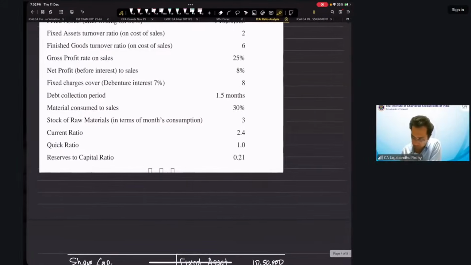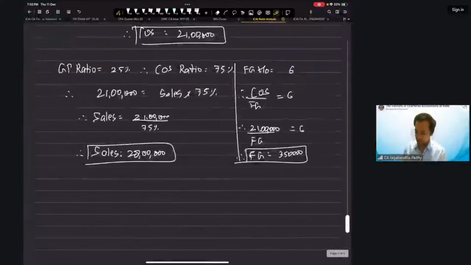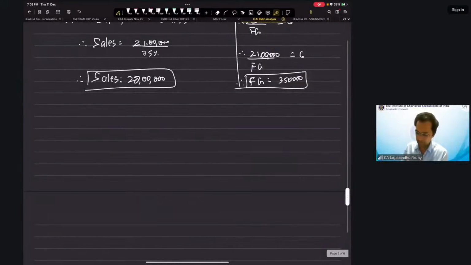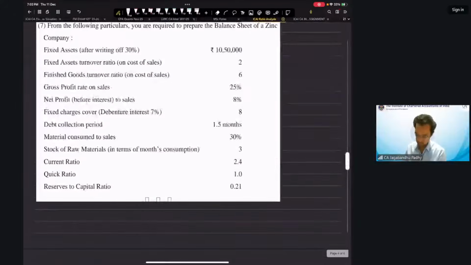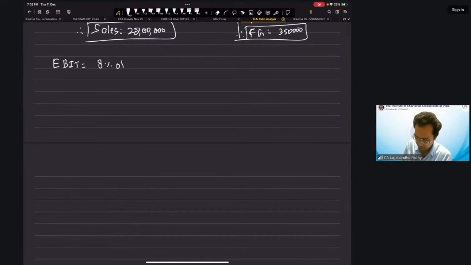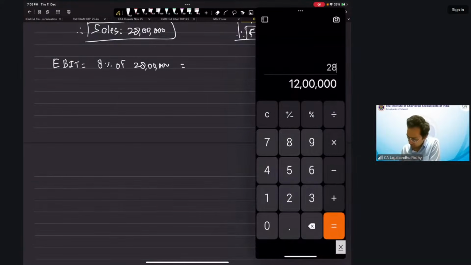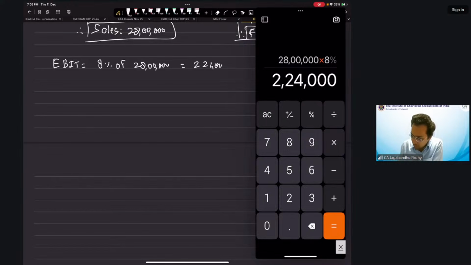Then net profit before interest to sales is 8%. And then we have fixed charges cover ratio. So we'll have to first get net profit before interest or EBIT as a percentage of sales. So EBIT is going to be 8% of sales. So 8% of 28 lakh, which is 2,24,000.